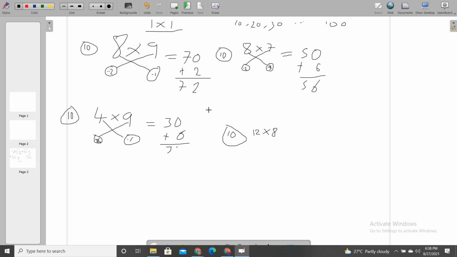Now you ask yourself, 12 is bigger than 10 by what? 2. So this time my circle will go up. So here I'm going to have 2, which means that 2 plus 10 is 12. Now this one is less than 10, so it means that my circle will come down by what? 2.